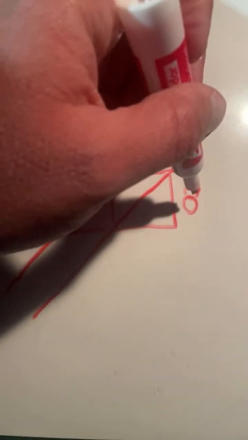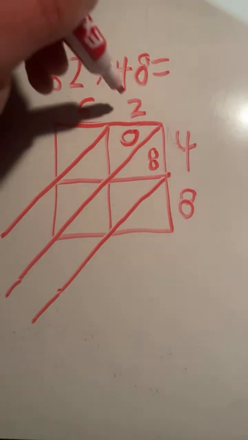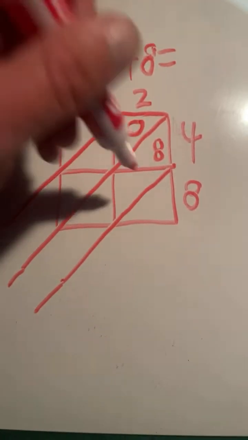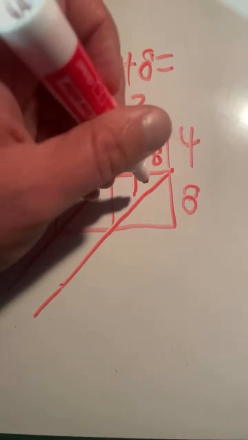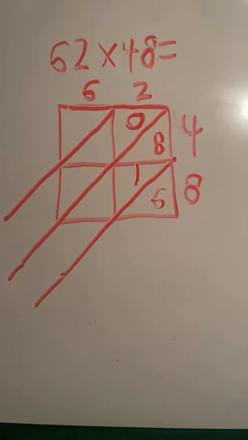2 times 8 equals 16. The answer to 2 times 8 goes in this square here. The 1 in 16 goes in the top triangle. The 6 in 16 goes in the bottom triangle.